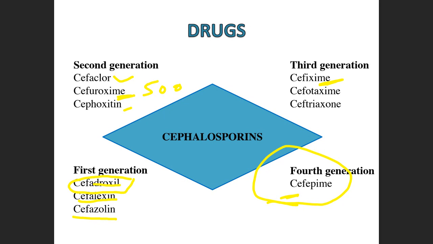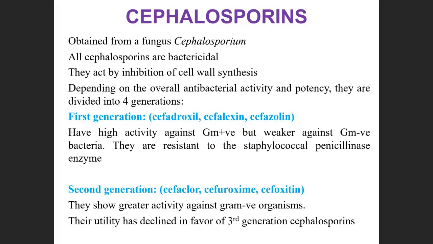Cefixime is available in 200 and 400 milligram, and this is a higher antibiotic. This is the drug which is given to the patient when the patient is not responding or has developed resistance to the penicillin type of drugs, the drugs which were used already.